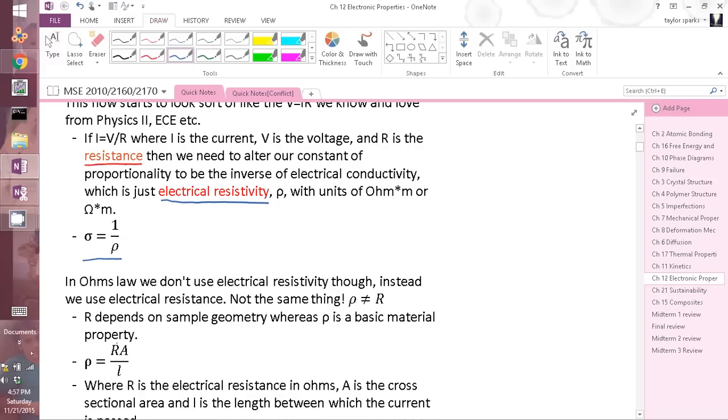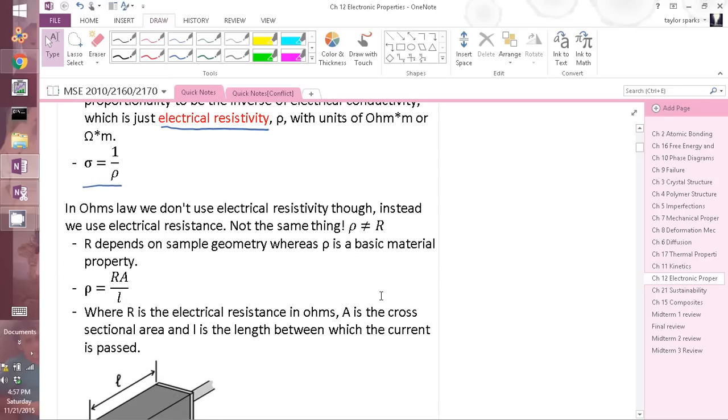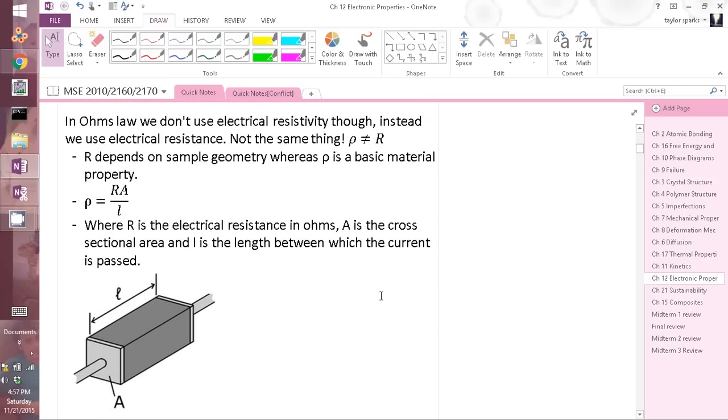Now in Ohm's Law we do not use electrical resistivity. Instead we use total resistance, and these are not the same thing. Rho does not equal big R. They're related by the geometry of the sample. So if we take a sample like this, where we have some length of sample that we're passing the current through, it has some cross-sectional area A, then we can decide that the electrical resistivity, rho, equals the total resistance of the sample multiplied by the cross-sectional area divided by the length.